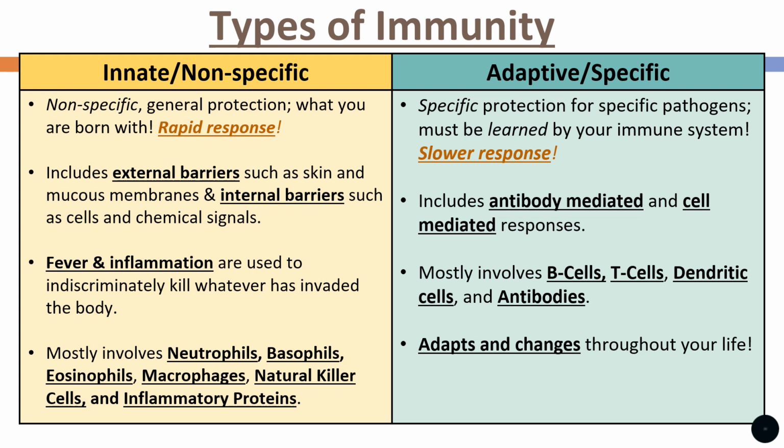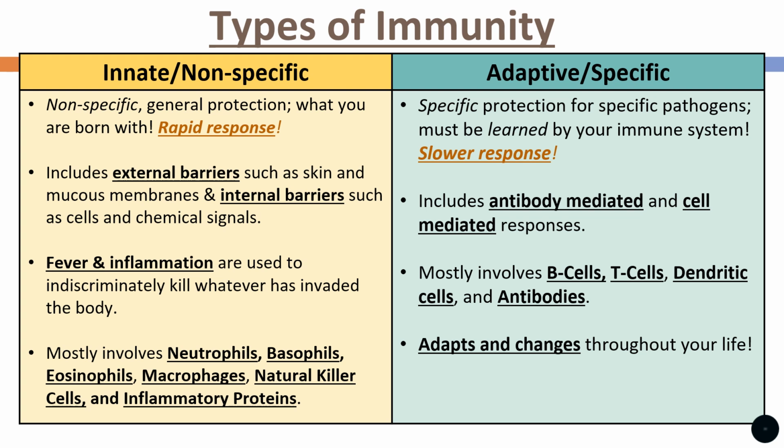Conversely, we have adaptive or specific immunity. This is going to be specific protection for specific pathogens. This has to be learned by your immune system. This type of immunity is typically going to have a way slower response. This is going to include your antibody-mediated and cell-mediated responses. And don't worry, we'll be talking way more about all of this stuff. This is just a big overarching slide to kind of allow you to put each of these into two boxes.